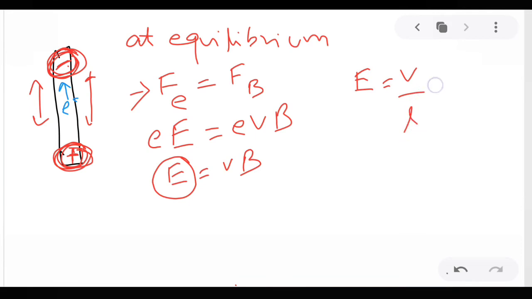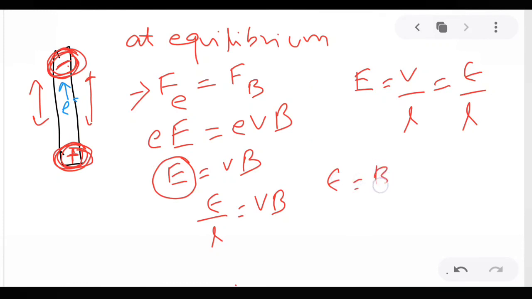Now here potential means EMF, so EMF divided by length. So this is EMF divided by length is equal to VB, or EMF is equal to BLV. So this is another way of deriving the expression for motional EMF.